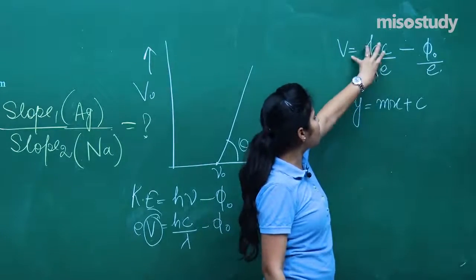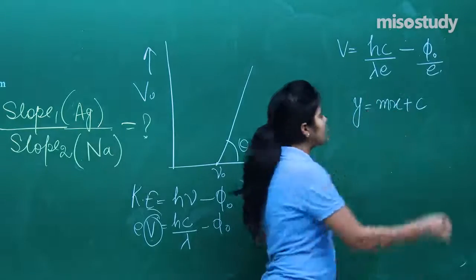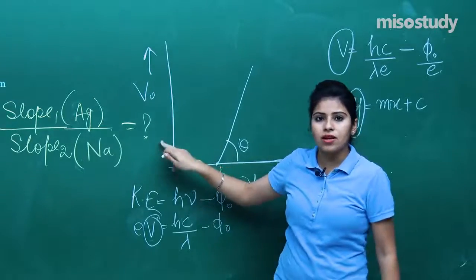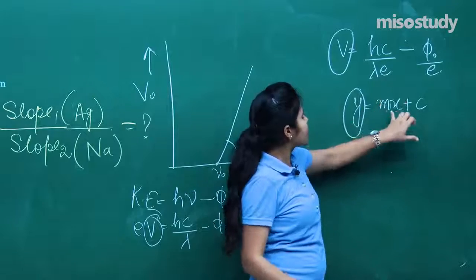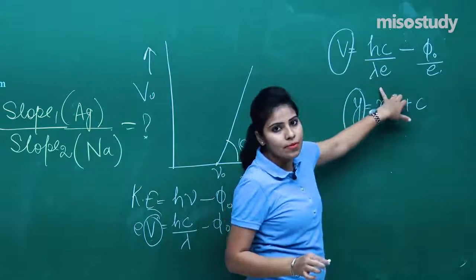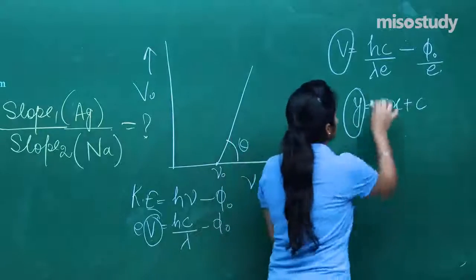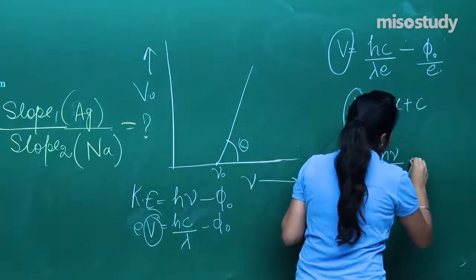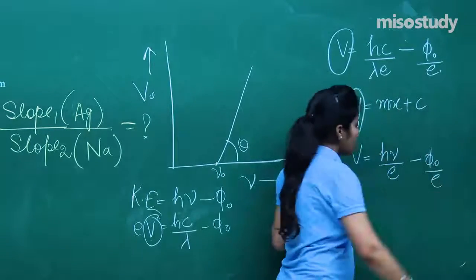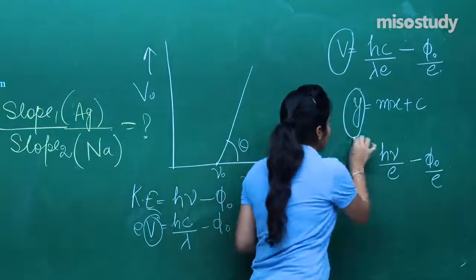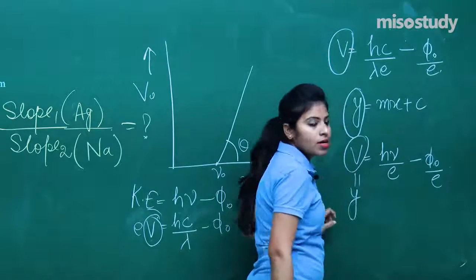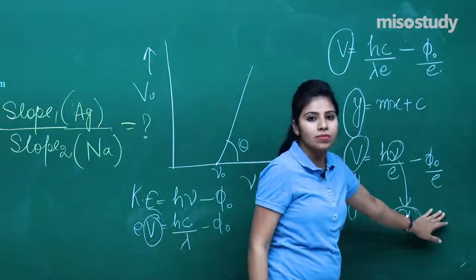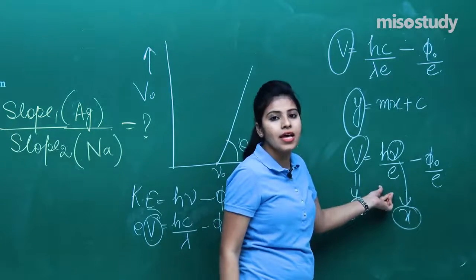So you can compare this and you will see that y is the y-axis, that means the stopping potential. This will be your x-axis. You can write this hc by lambda in the form of frequency. So let me convert this into frequency, that means h nu by e minus phi naught by e. Now what you can compare from here is that this is your y, this is your x, and this is a constant term. So that means the slope of the equation is h by e.